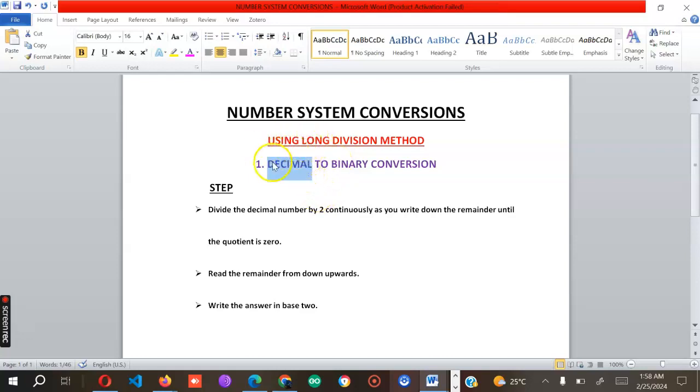To convert a number from decimal to binary using the long division method, these are the steps you are supposed to take. Step number one, you divide the decimal number by 2. Remember, why are we using 2? Because we are trying to convert the decimal number to binary, which has 2 digits. You divide the number by 2 continuously, writing down the remainder, until the quotient is 0. After you get a quotient of 0, you read the remainders from downwards going upward. The final part is to write the answer in base 2.